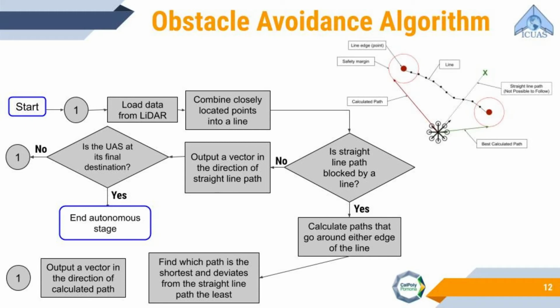As seen in the flowchart, the LiDAR data is merged into a connected wall of points with a safety margin. If the straight line path is blocked, it will test each heading around the edge and pick the shortest distance. It then checks if it has reached its end, and if not, recalculates the heading again. The visual in the top right shows the logic of the drone if confronted by a wall.